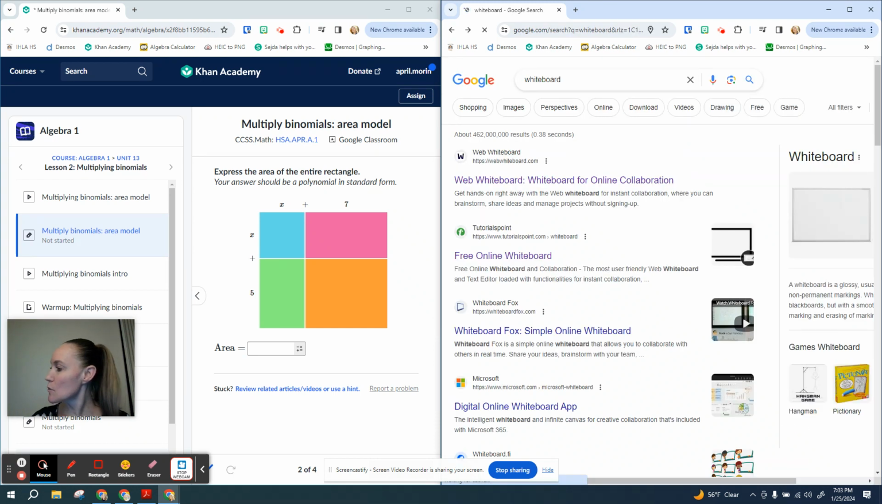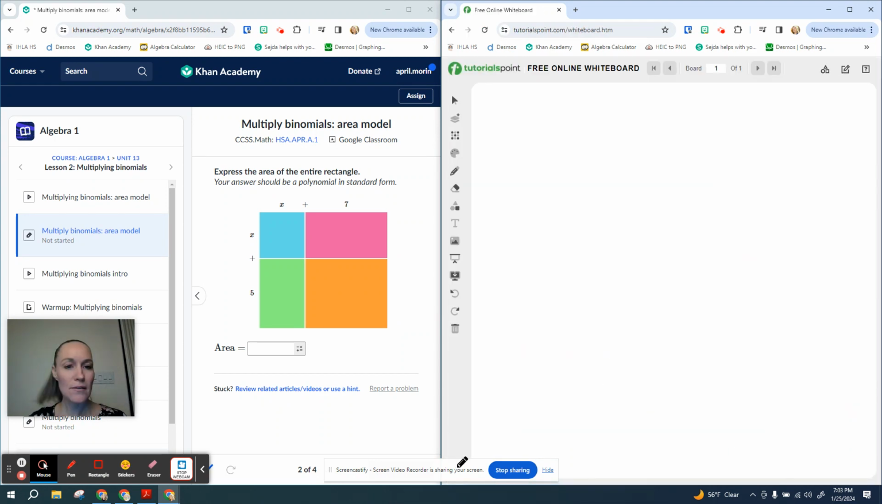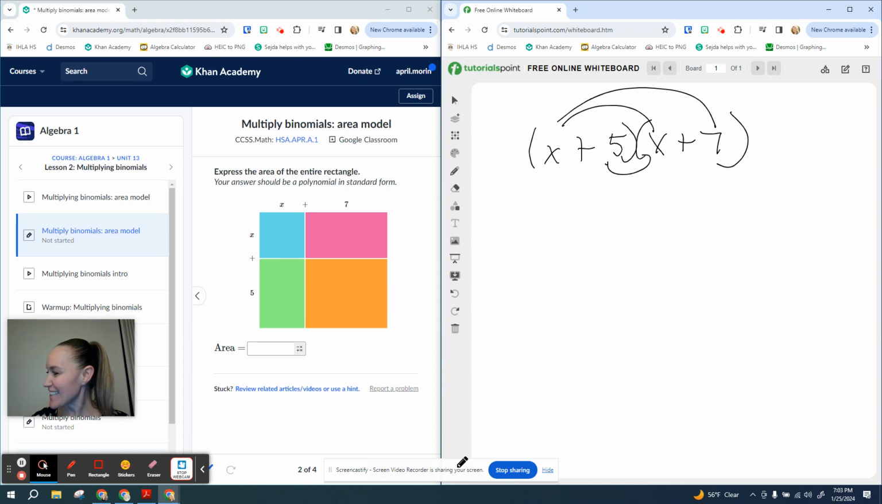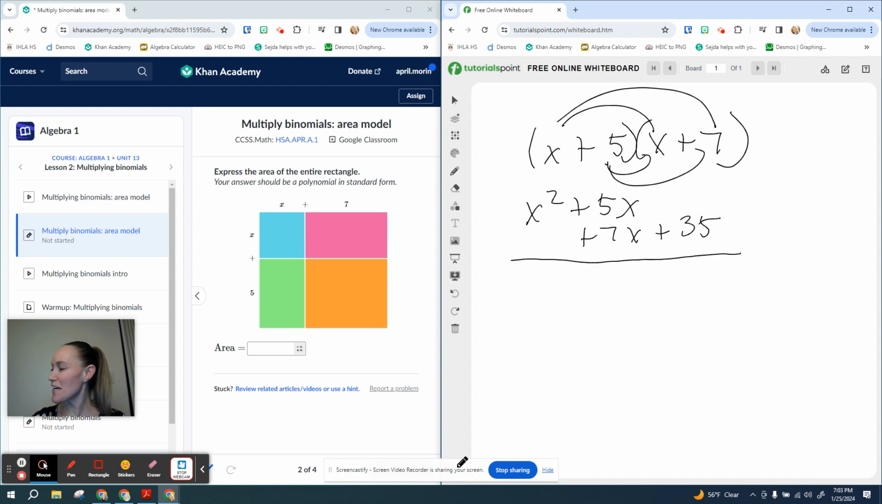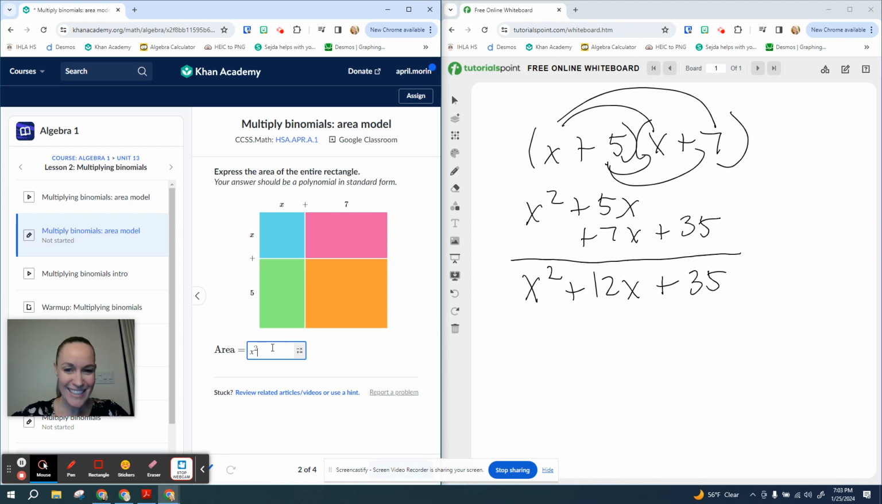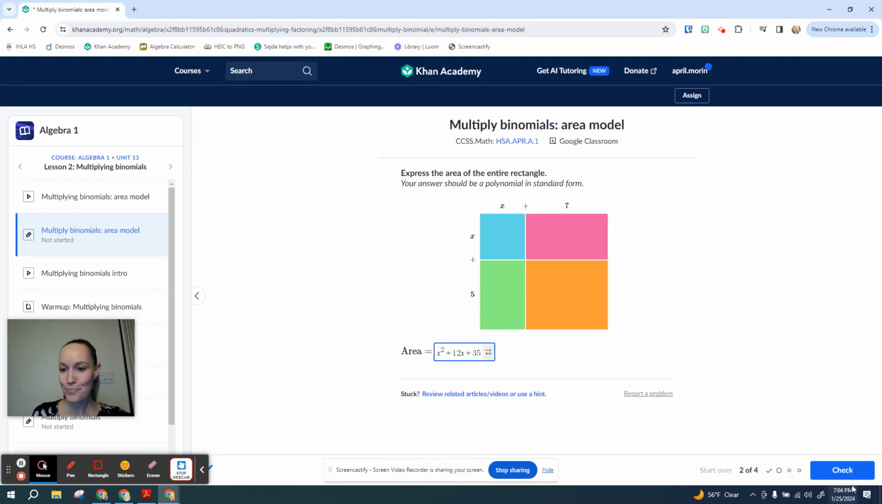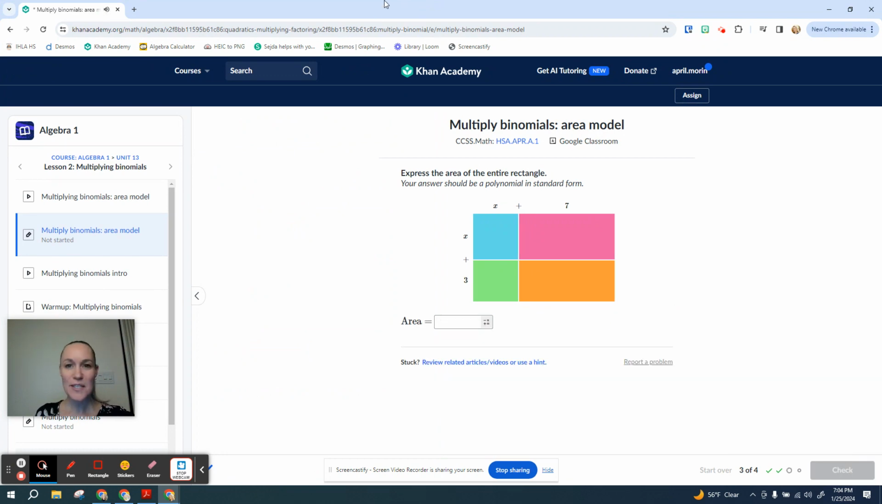I'm just going to add these. Oops. Let me go ahead and do this really quick. Okay, now we're going to add these. I think I accidentally pushed the back button and it erased my work. So x squared, 5x plus 7x is plus 12x. And then plus 35. Okay, let's go ahead and write that down. x squared plus 12x plus 35. Let's see if we are correct here. Yes.